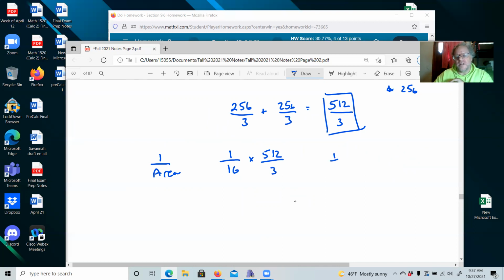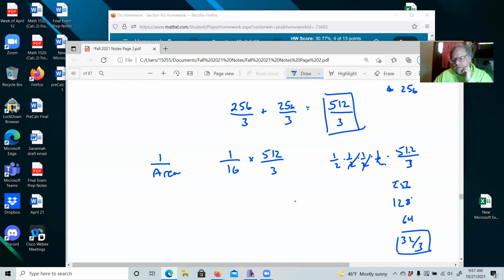So this is 1/2 times 1/2 times 1/2 times 1/2. 512 over 3. So half of this is 256. So that's this one. Half of that again is 128. Half of that again is 64. And half of that again is 32. Okay, so 32 thirds. We'll check to see if I did my arithmetic right.